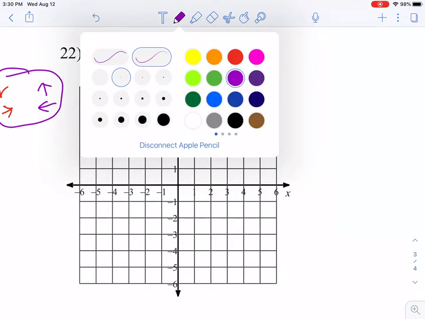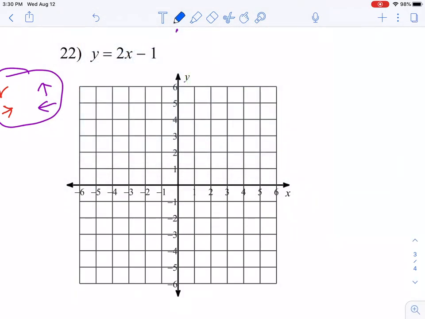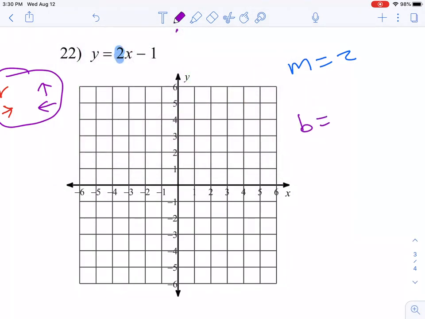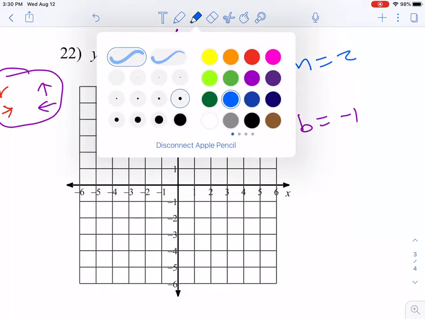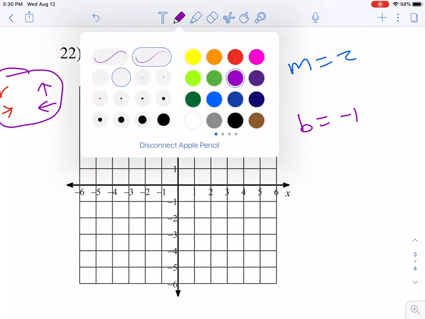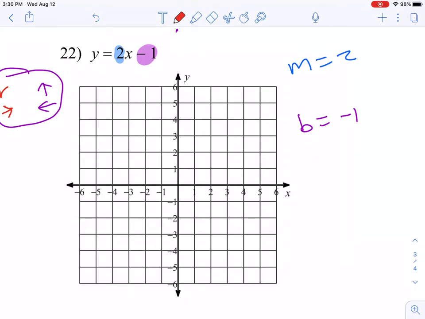Okay, here we go. I'll use blue again. M equals 2. That came from here. B equals negative 1. That came from here. Notice that I'm not writing the x. I'm not writing 2x, I'm just writing 2. And then I'll graph this in red. So b tells us where to begin, negative 1, and then move. Oh, well, I forgot to write what I'm supposed to do when I move.